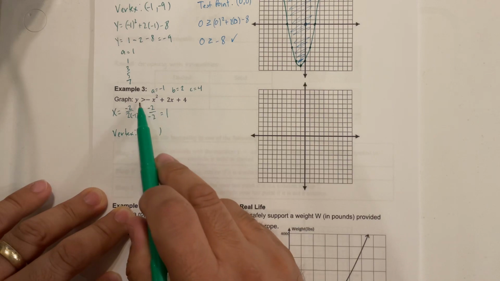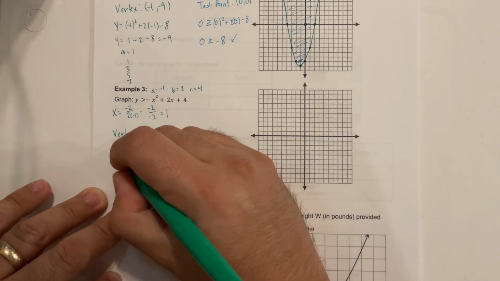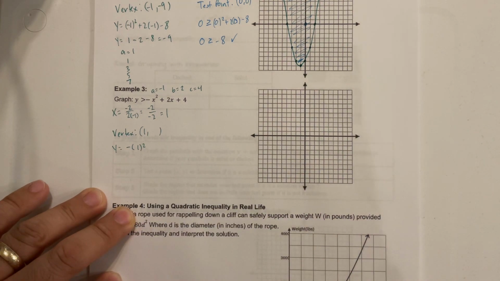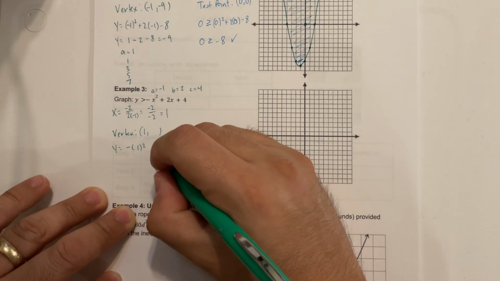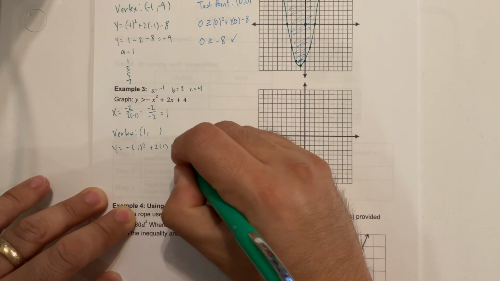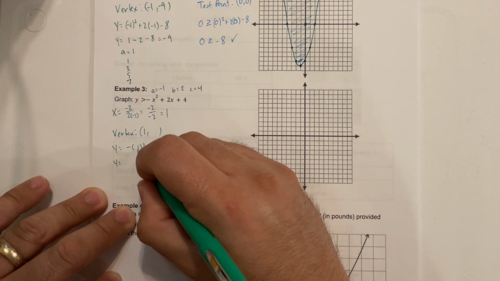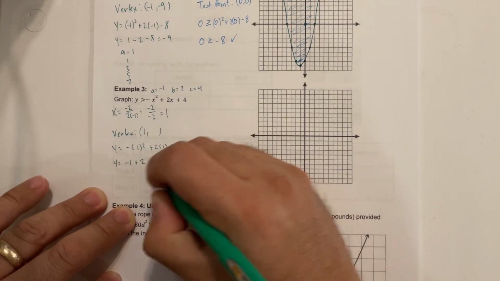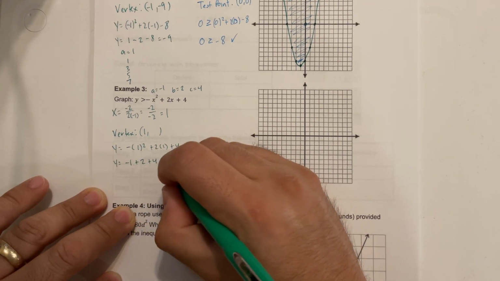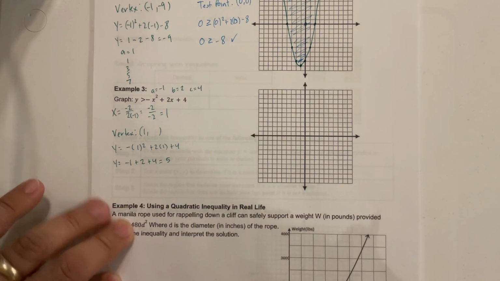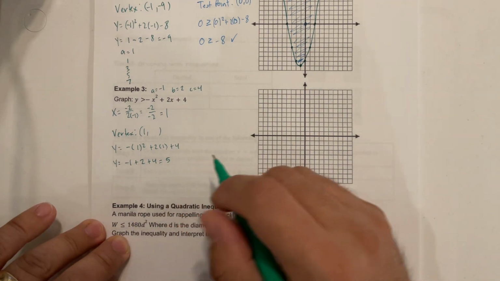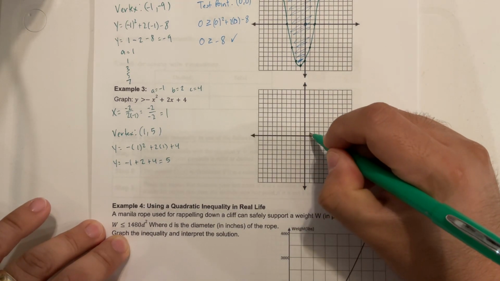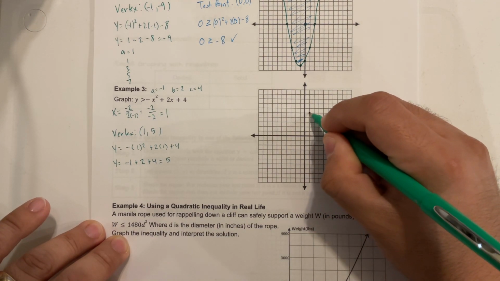We're going to substitute it into the function to get our y value. So y equals negative parentheses 1 squared plus 2 times 1 plus 4. And then we get 1 squared is 1, but we have a negative, makes it -1. 2 times 1 is 2 plus 4. So 6 minus 1 is 5. All right, from here, we know our vertex is now 1, 5. So we're going to go ahead and graph that point. So 1, 1, 2, 3, 4, 5.